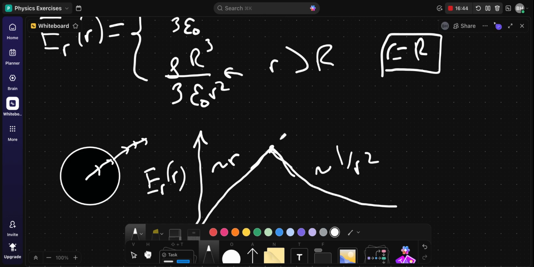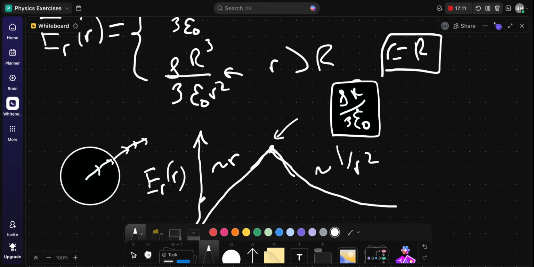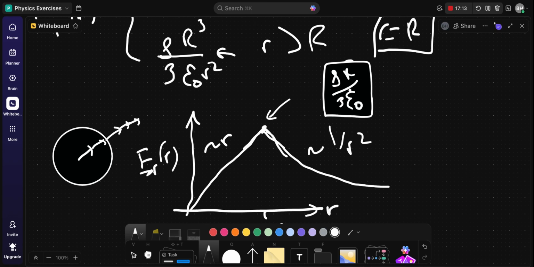So here the value of the electric field is rho R over 3 epsilon 0. Let me write it here. Rho R over 3 epsilon 0. Okay, so this is important. We calculated that within the sphere, the electric field grows as r. Outside, it decreases as 1 over r squared.